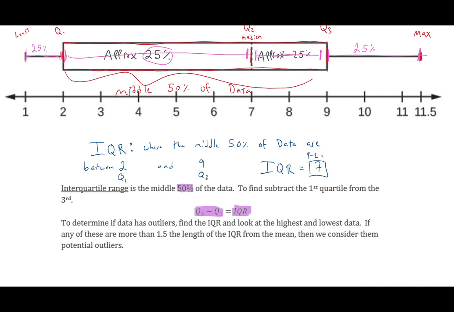Now we can use the interquartile range to determine whether or not our data set has outliers. We can now define an outlier to be any value that is more than 1.5 times the length of the interquartile range from the mean. If we have that, then we can consider these data values potential outliers.